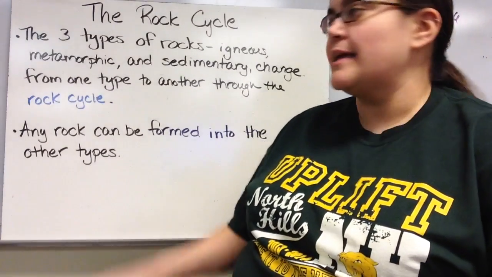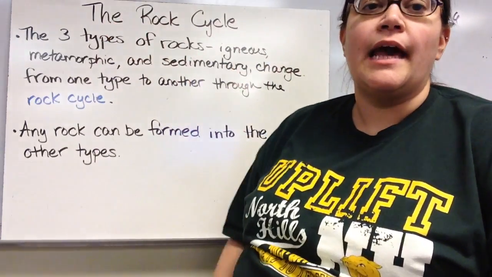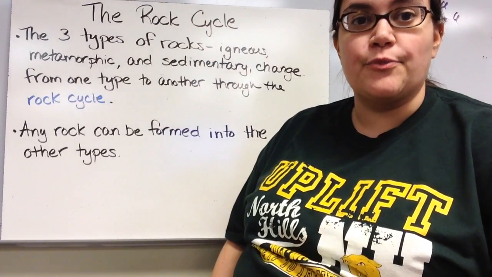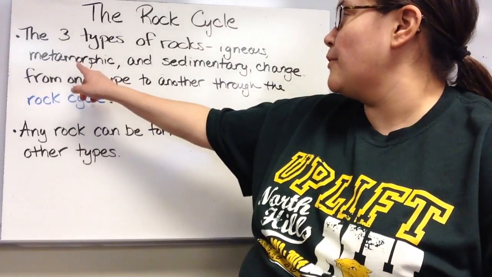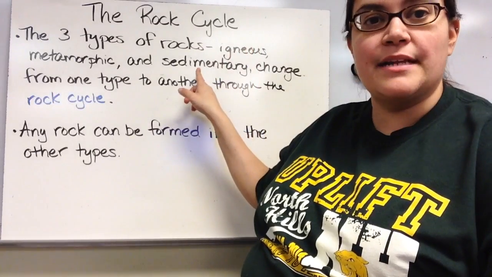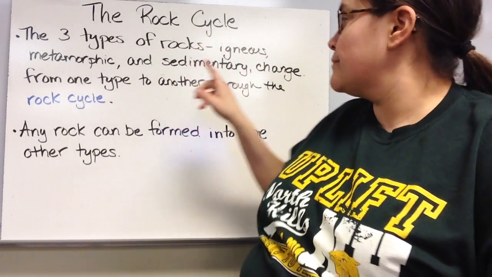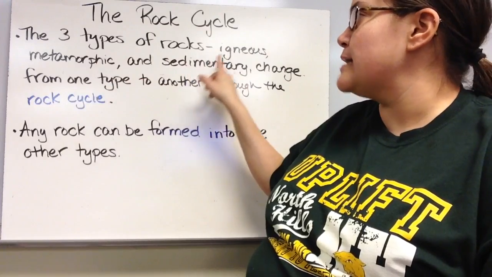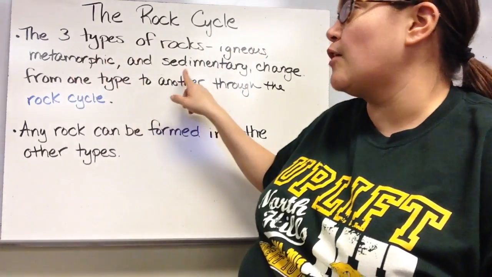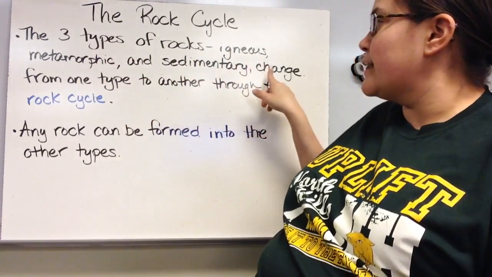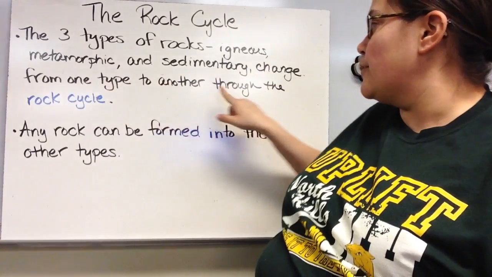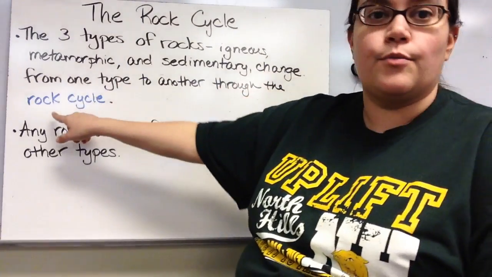Okay, so today's topic is the rock cycle. And remember from a previous video, there are 3 different types of rock: metamorphic, igneous, and sedimentary. So there's 3 types of rock, and each one of those types, an igneous rock, a metamorphic rock, or a sedimentary rock, can change from one type to another through a process called the rock cycle.